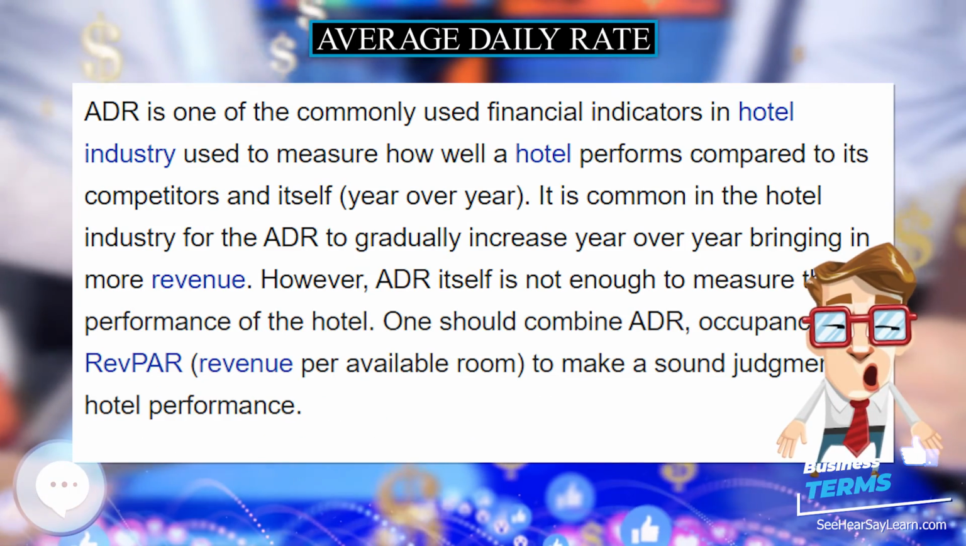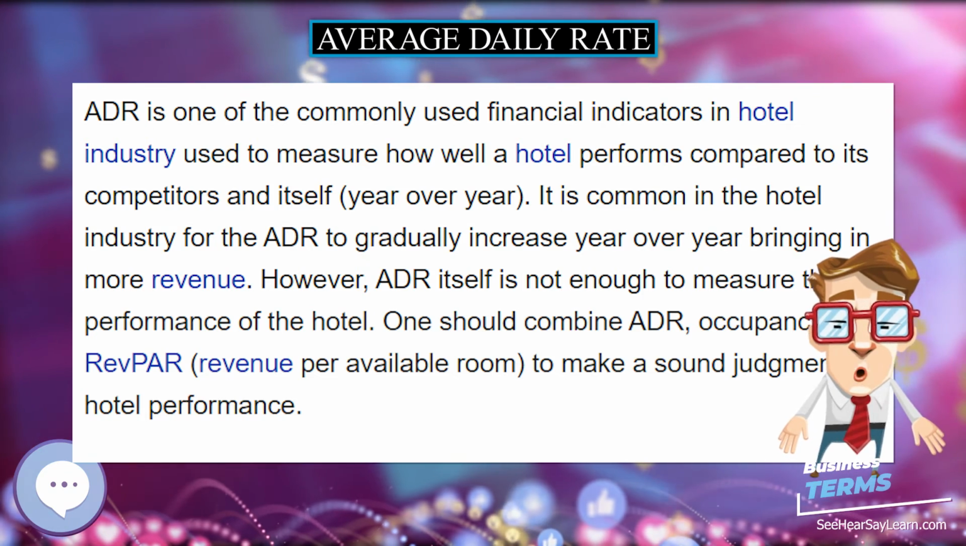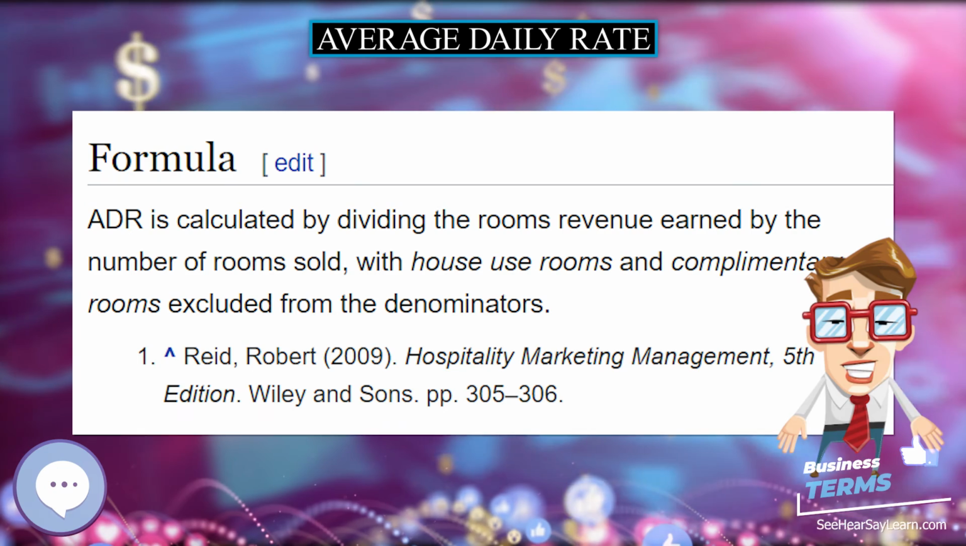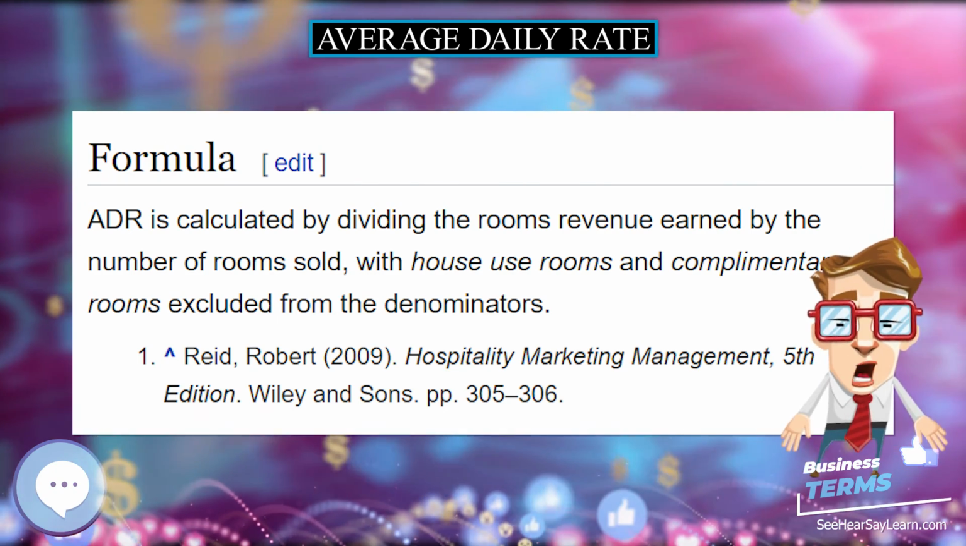Formula. ADR is calculated by dividing the room revenue earned by the number of rooms sold, with house use rooms and complimentary rooms excluded from the denominator.